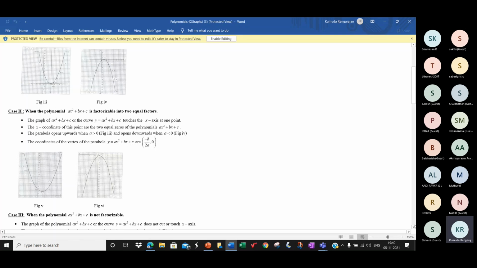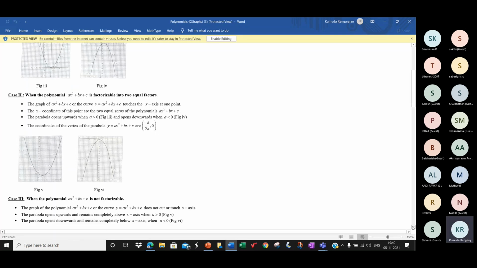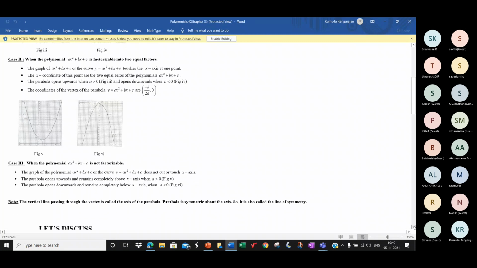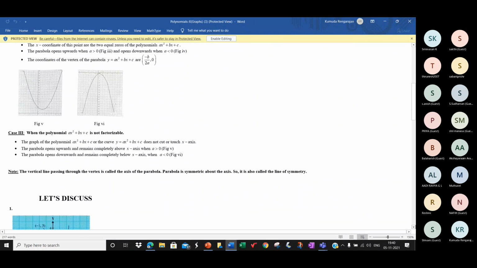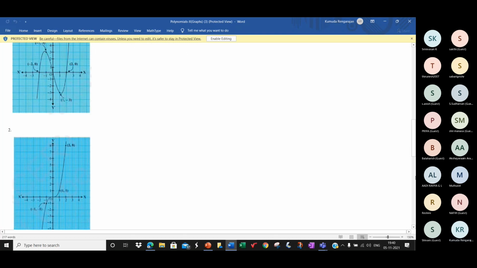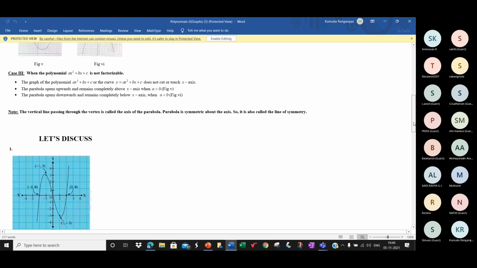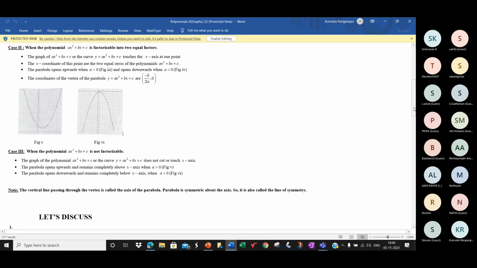See the next one, where it has no zeros. In figure 6, children, observe figure 6 carefully, okay? Don't get confused. Please observe figure 5 and figure 6 and read case 3.